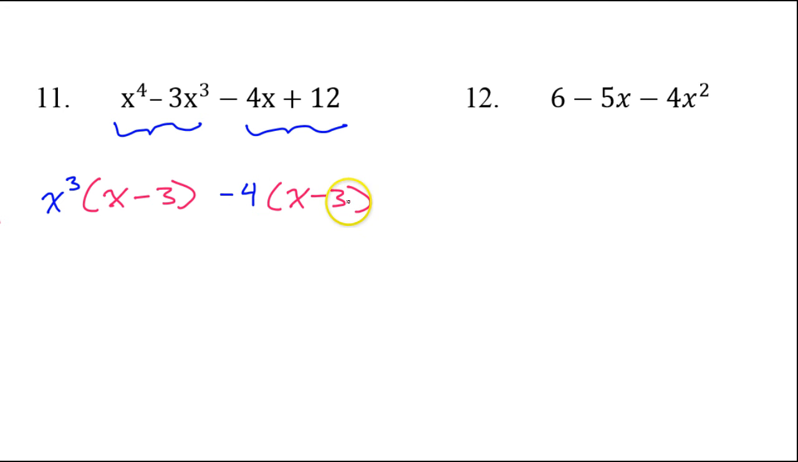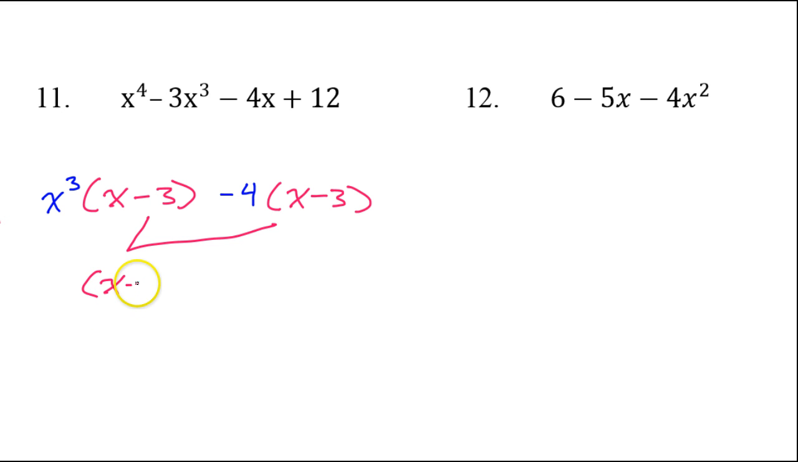Imagine doing the distributive property. Negative 4 times x would be negative 4x. Negative 4 times negative 3 would give you positive 12. So there you go. We have factored out the GCF in each case. Notice how the parentheses are the same, the same quantity, x minus 3. That's going to be necessary for the grouping method that we're using. Because the x minus 3 is itself a common factor, which must be factored out.